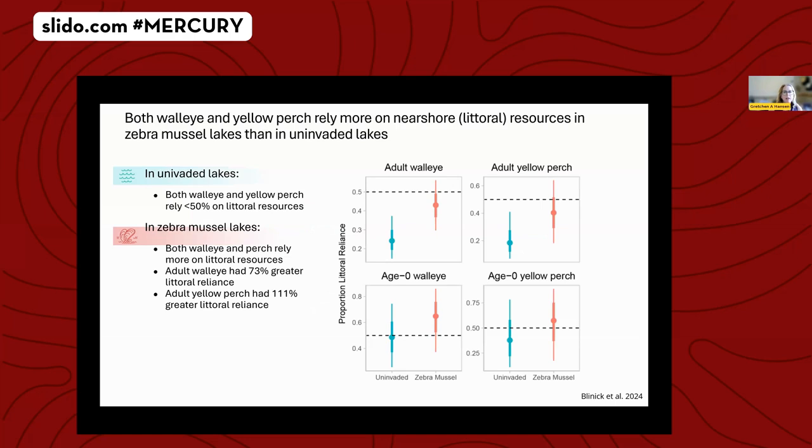So the answer to both those questions was yes. When we compared fish in lakes that had zebra mussels to lakes without zebra mussels, we saw both walleye and yellow perch across life stages, so adults and age 0, which are the ones that were hatched that year. Both species, both life stages, relied more on those nearshore or littoral resources in lakes that had zebra mussels compared to lakes that didn't. So as expected, that increase in production along the lake bottom resulted in fish focusing their feeding more in those areas.